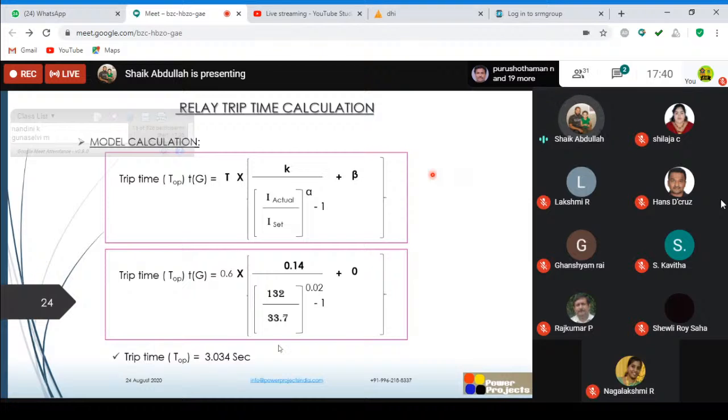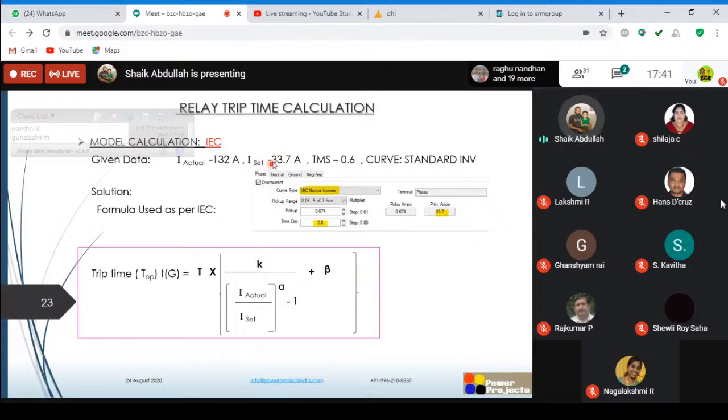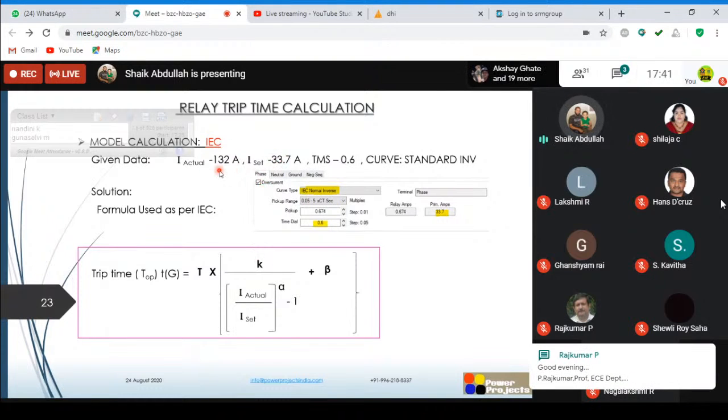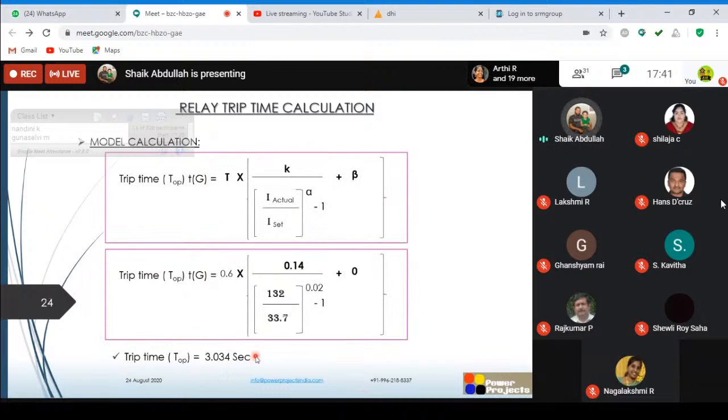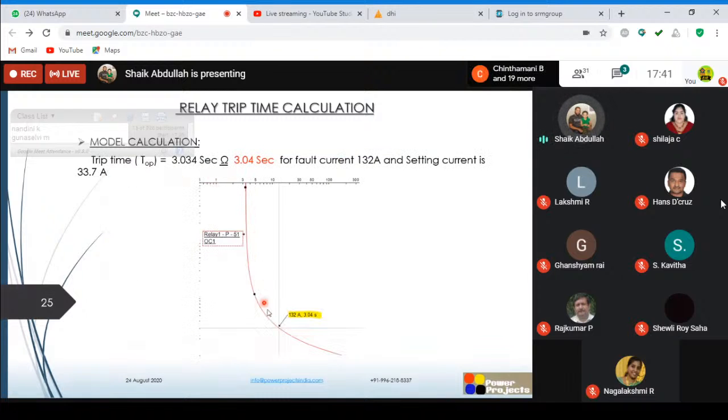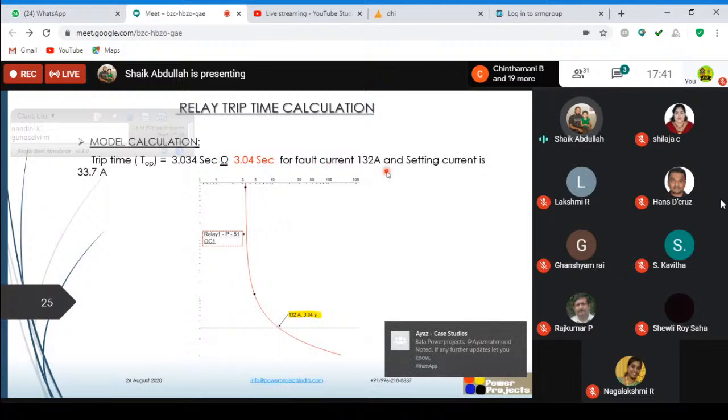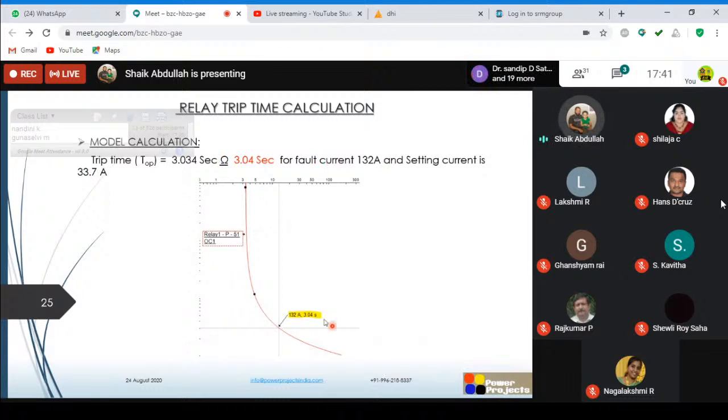So when a fault current of this much occurs, for my set current of 37, my fault current is 132 amps, but the relay takes 3 seconds, 3000 milliseconds. This curve is a time delaying curve, a time moderate curve. It will not trip immediately. This is what we simulated with ETAP. For that same current, when I applied it in ETAP, we got the same answer. For 132 amps, the relay operating time is 3.04 seconds.